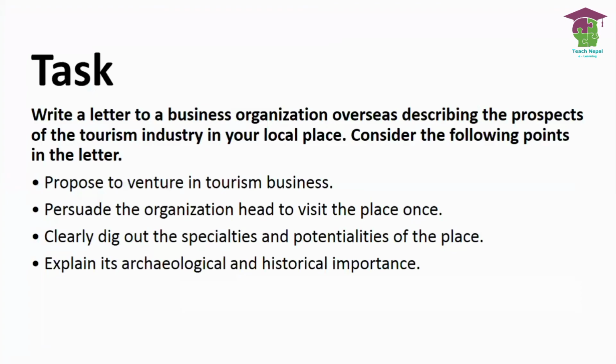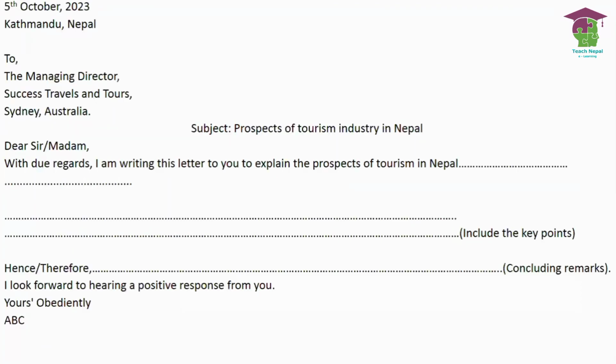So the date is mentioned here, then the address. After the date and address, you have to write: To, the Managing Director, Success Travels and Tours, Sydney, Australia. So this name is imaginary. You can write any name unless you are given any particular name. So this is how we write: To, the Managing Director, Success Travels and Tours, with commas, and after the commas you put a full stop, then Sydney, Australia.